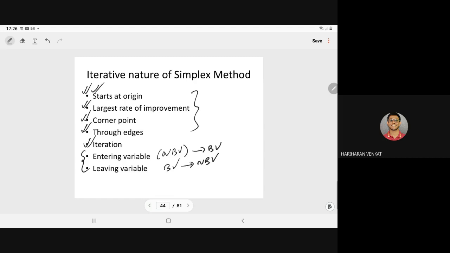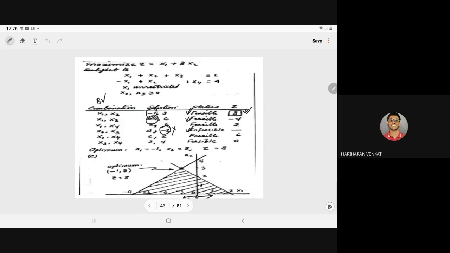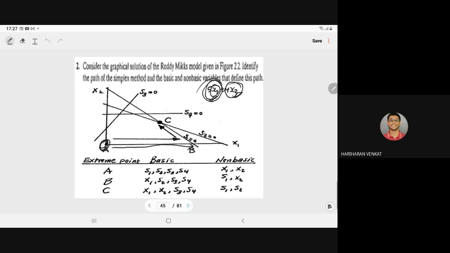So this is written here. We have started from the origin in the direction of the largest rate of improvement, meaning we move along x1. Now we move from corner to corner through the edges, and this is known as an iteration. Then we have to decide which one is the entering variable, which one is the basic or non-basic variable, or a leaving variable.